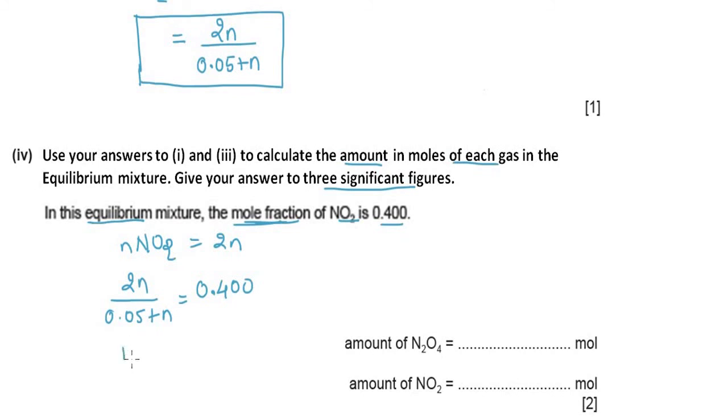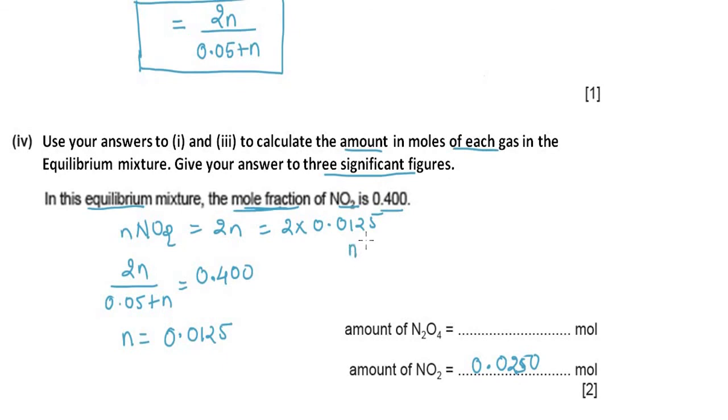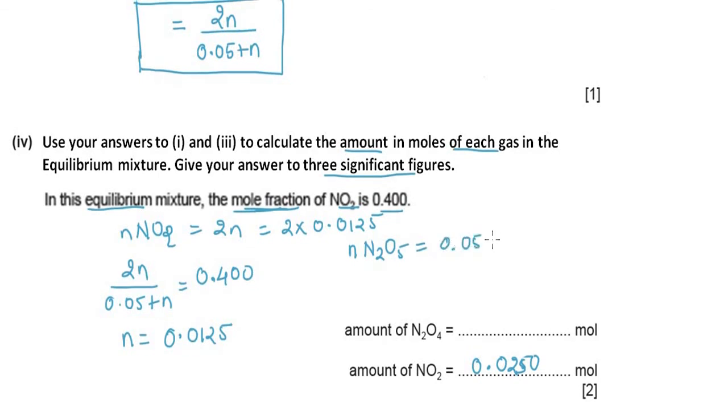So if we find out the value of N, we get 0.0125. So NO2 moles is equal to 2 into 0.0125, which gives us the value of 0.0250. And as we have seen in the question earlier, the moles of N2O4 is equal to 0.05 minus N. So if we substitute the value of N here, it is 0.0125, we are left with 0.0375 moles of N2O4, that is dinitrogen tetroxide.